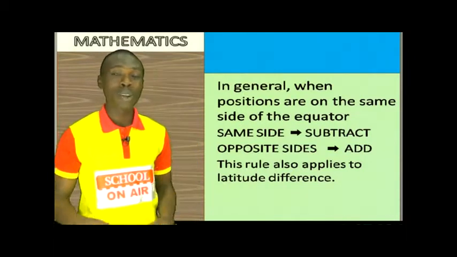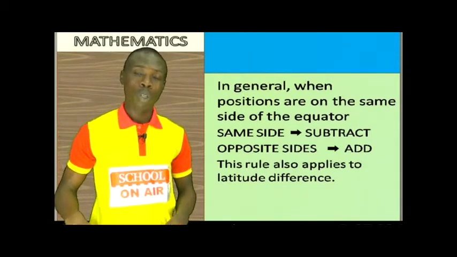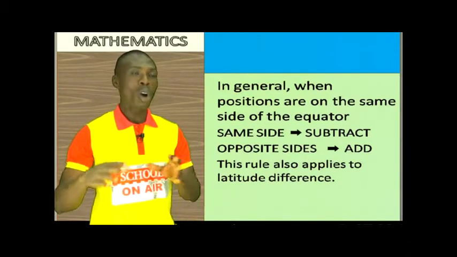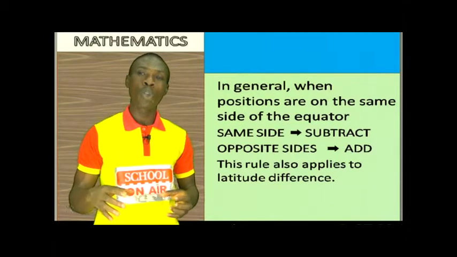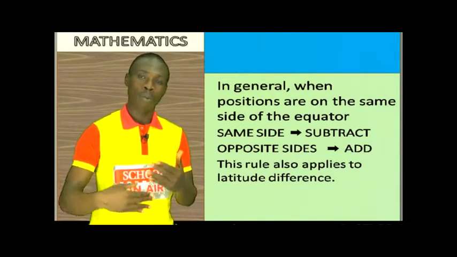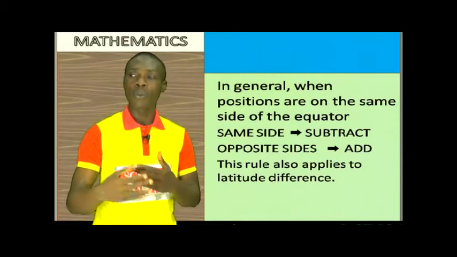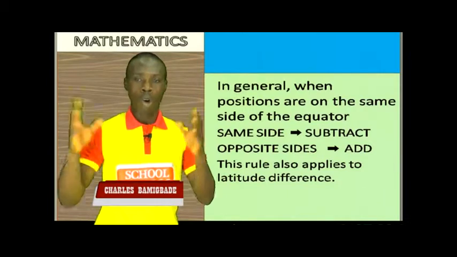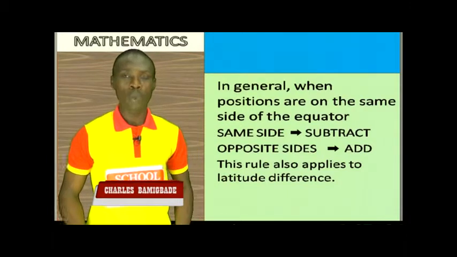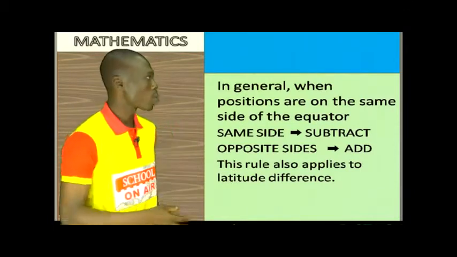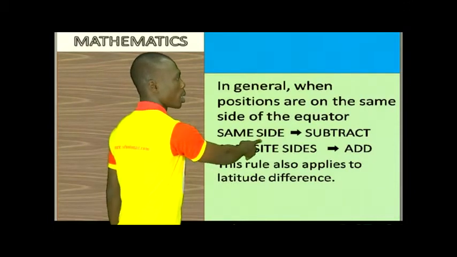So in general, when positions are on the same side of the equator, as in the example that we just dealt with, what we do is we subtract their latitude or longitude, as the case may be, from each other. And when we have them on either side of the equator or on either side of the Greenwich meridian, as the case may be, what we do is we add them together. So that's why I've given us this simple analysis.